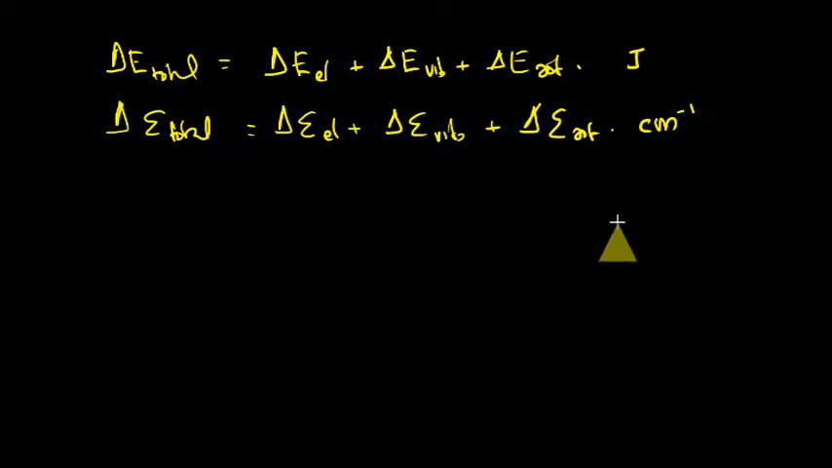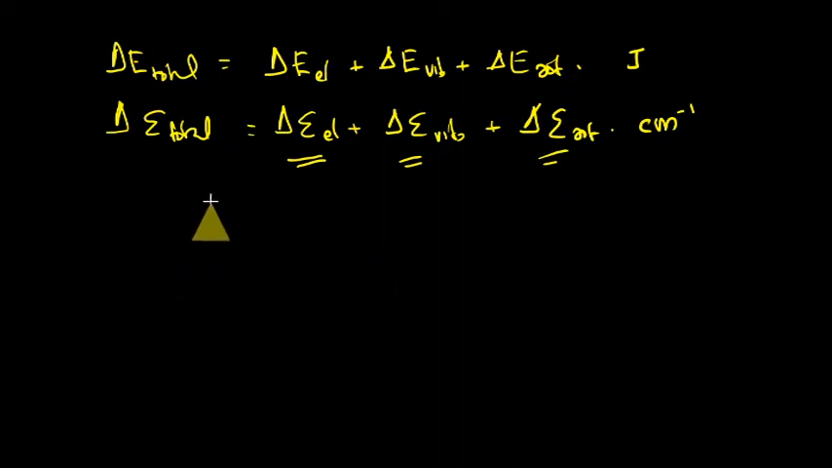Now we know how the total energy is determined. In order to determine the total energy change during a transition, we have to consider the energy change of the electronic transition, the energy change of the vibrational transition, and the energy change of the rotational transition. Now let us calculate the order of magnitude of this delta E electronic, delta E vibrational, and delta E rotational. What is the order of magnitude?